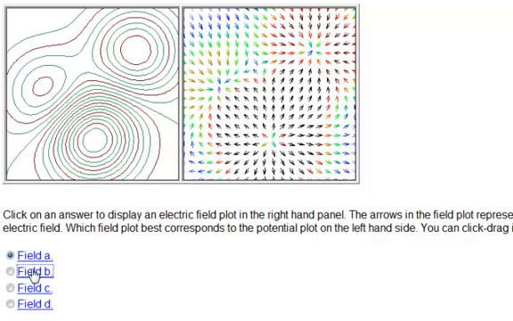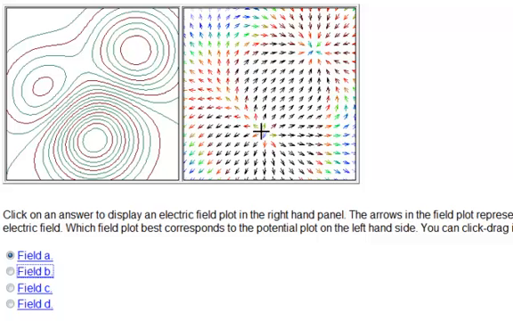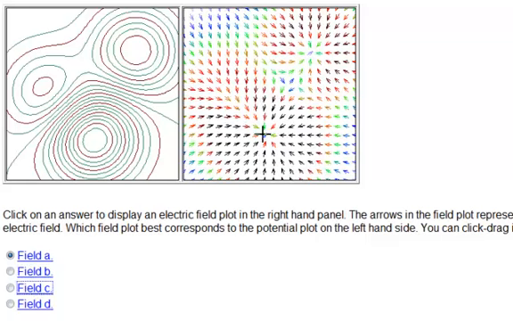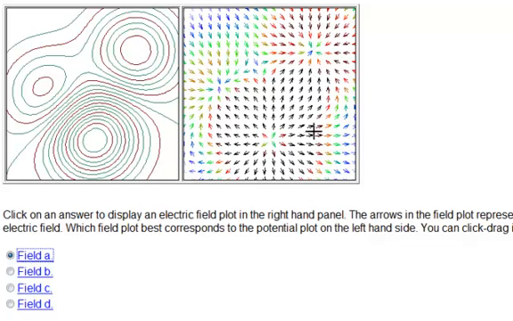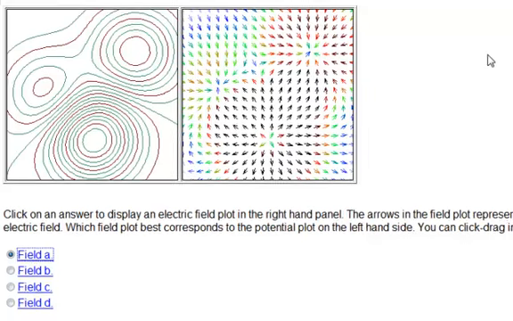Let's go to field B and see what it looks like. Now in field B, this point here is positive, this point here is negative, but I don't see anything here, so field B is going to be out. Field C shows a negative charge here, a negative charge here, and nothing here, so field C is going to be out. Field D shows a positive charge and a negative charge. Again, here I've got to have a positive charge, a negative charge here, and a negative charge there. I think that field A is the right answer to this particular one.